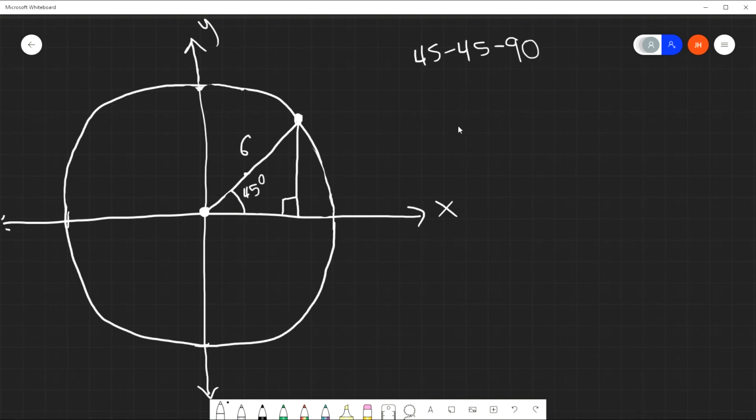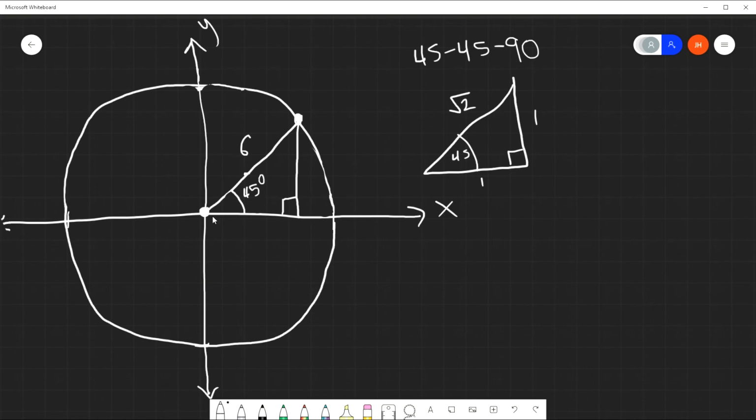Now, we saw before that our 45, 45, 90 triangle had measurements which followed a pattern of 1 to 1 to square root of 2, right? That's what we saw our 45, 45, 90 triangles tend to follow. This one here has a radius, which is the hypotenuse, you can see, of 6, though.